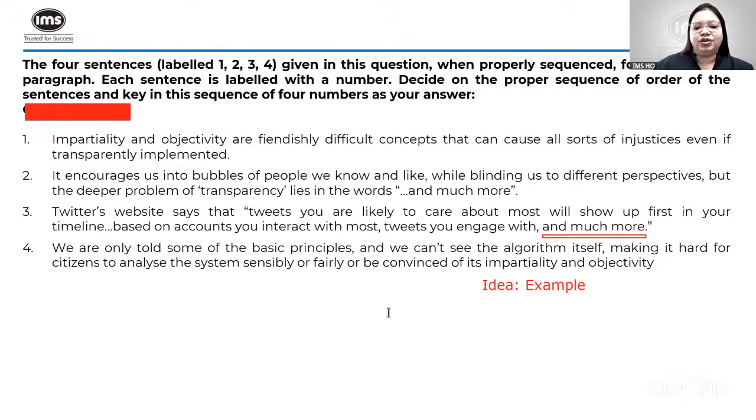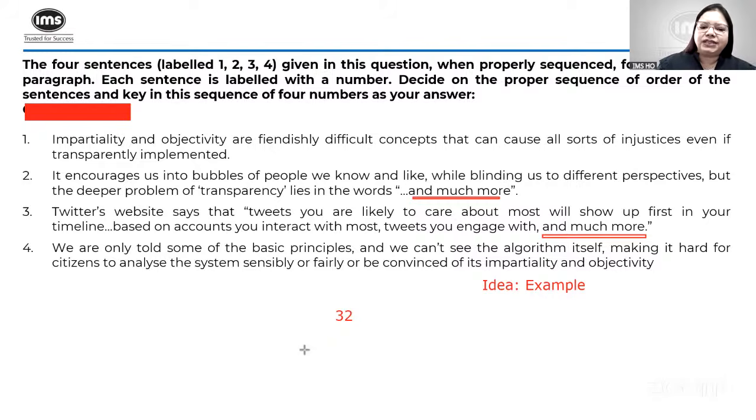But then I find a strong link between 3 and 2. What is the link? Both of them are talking about the "much more" thing, right? So Twitter says that there is much more as to how the feeds will come into your account, what you will see. And 2 says that such things encourage us into bubbles of people because it's a bubble that I'm living in. It doesn't bring up other perspectives to me. And more than that, the question of transparency comes in these words "and much more." There is something that I'm not clear about. They don't clarify that much more, correct? So 3, 2 is a clear pair, all right?